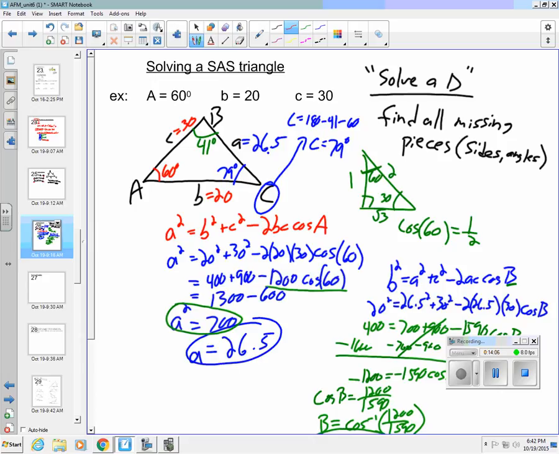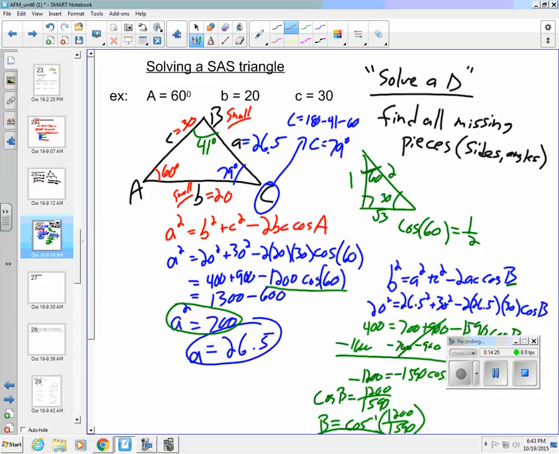So in this case, B is the smallest angle, 41. It's across from the smallest side, 20. So that checks out. Same thing with the largest side, 30, across from the largest angle, 79, which is angle C. So that checks out. And obviously the two middle ones are in the middle.